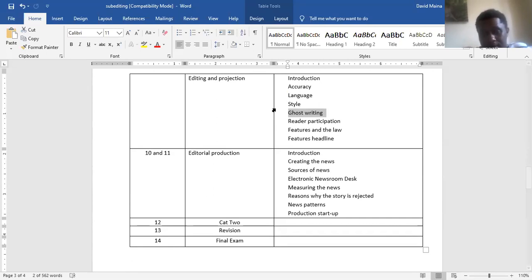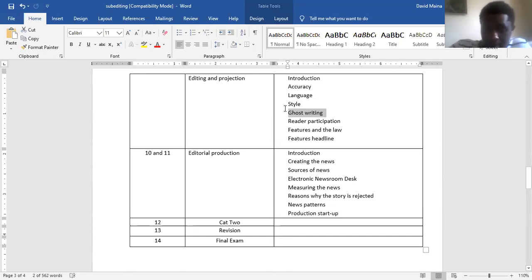Unajua byline ni nini? Byline? No. A byline is when, sijui umekuwa ukisoma newspaper, mahali pale chini unapatanga wameandika story by Michael Wangari. Or story by Michael. Now that story by Michael is what we call a byline.